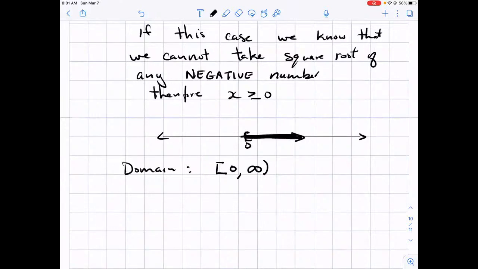So you have to be able to look at these functions and identify the domain. We're not going to look at range at this point, but at least you should be able to identify the domain of the function.